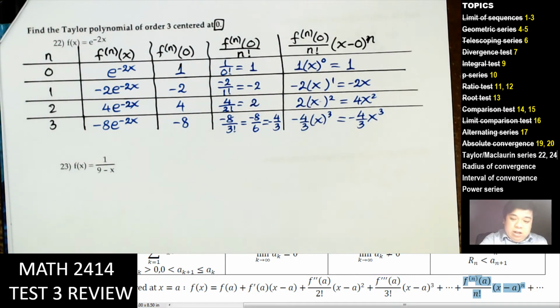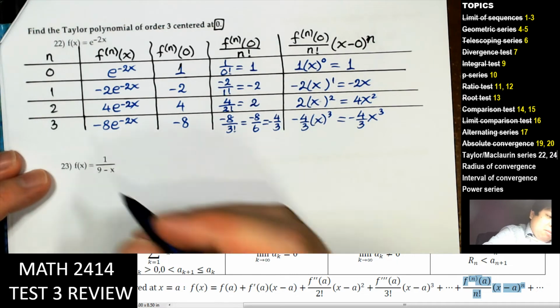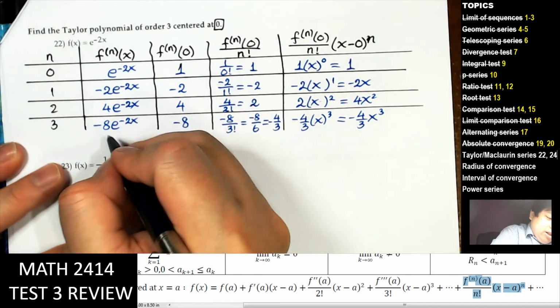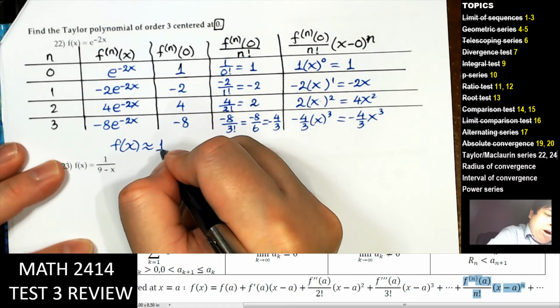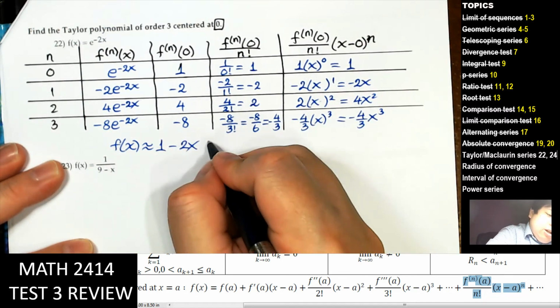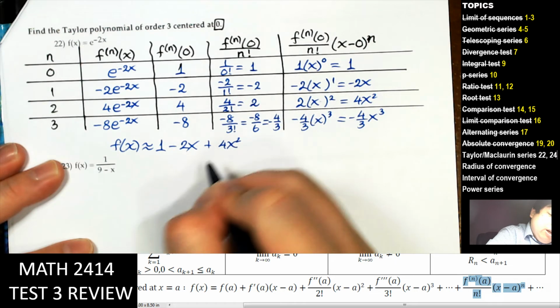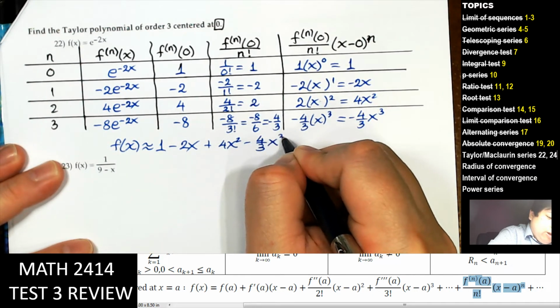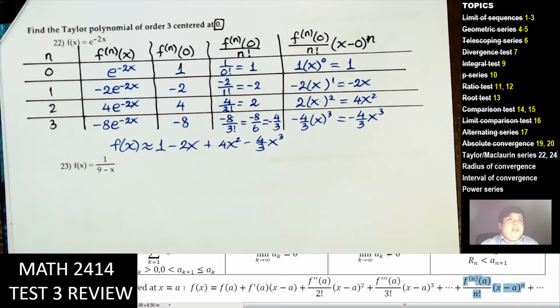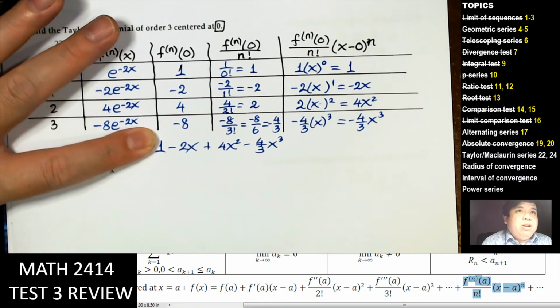We could go higher than this, but we just said the function is approximately equal to 1 minus 2x plus 4x squared minus 4 over 3 x cubed. Right, so that is the Taylor polynomial, or if we just want a polynomial, that would be it.